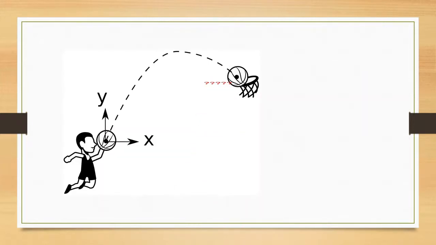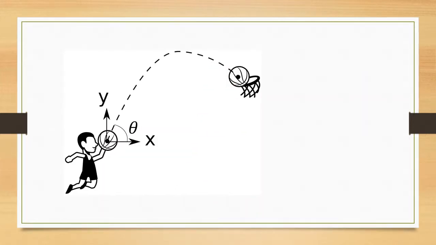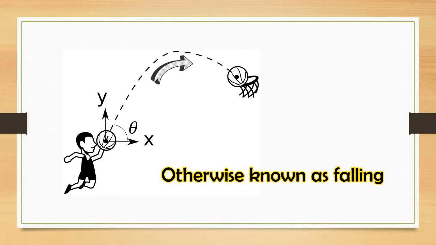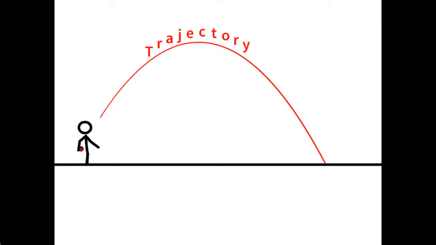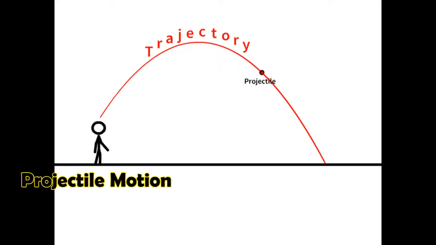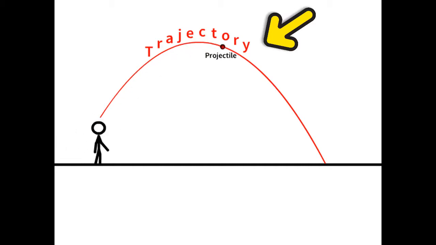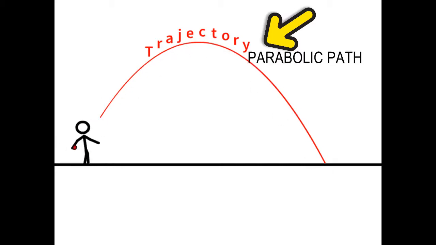What is projectile motion? When we throw an object at an angle, the object will fly in a curved path from the moment it leaves our hands until the moment it reaches the ground. This kind of motion is what we call a projectile motion. The object that we throw is called a projectile, while the path it travels is called the trajectory, which is usually in the shape of a parabola.